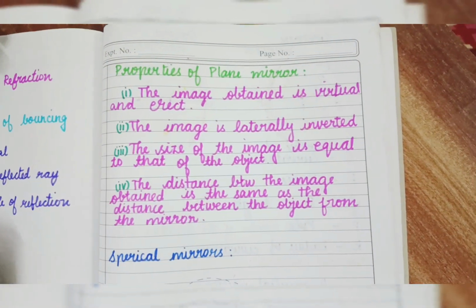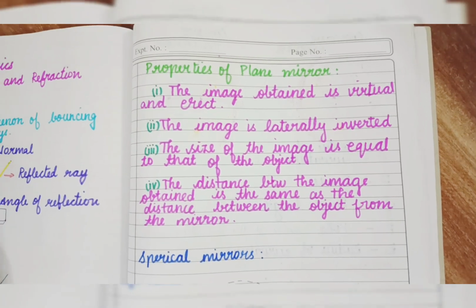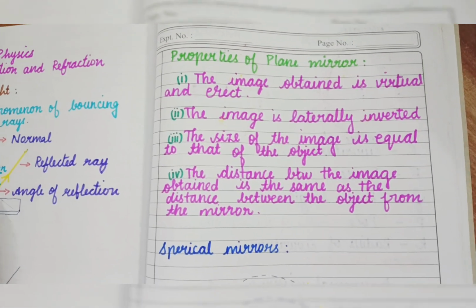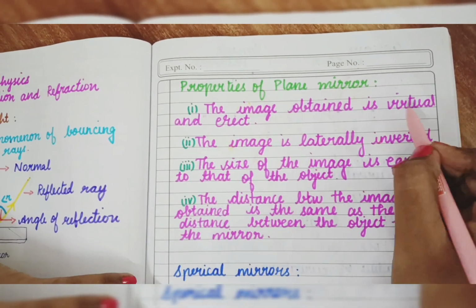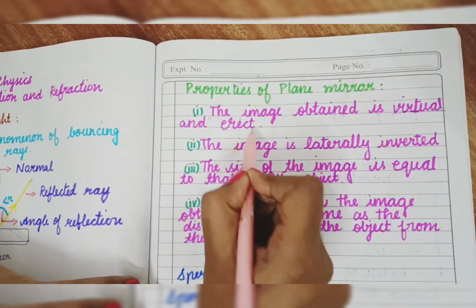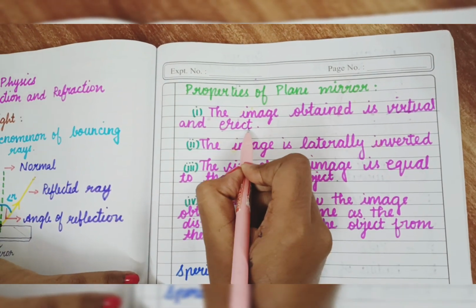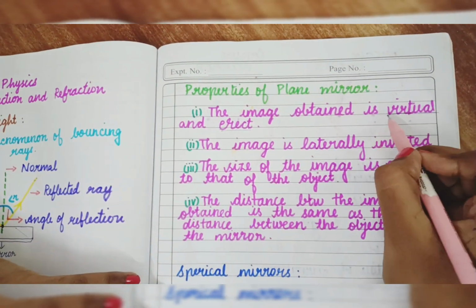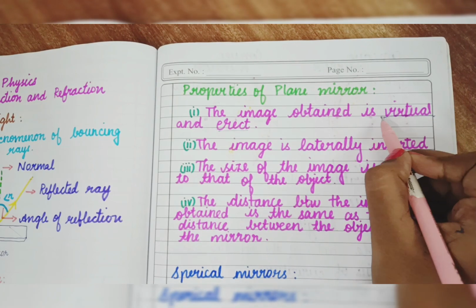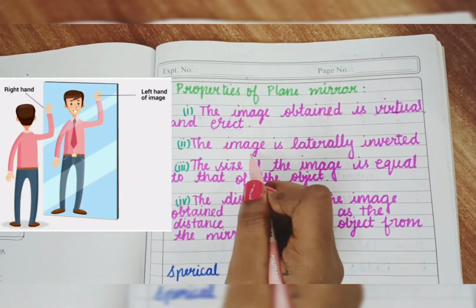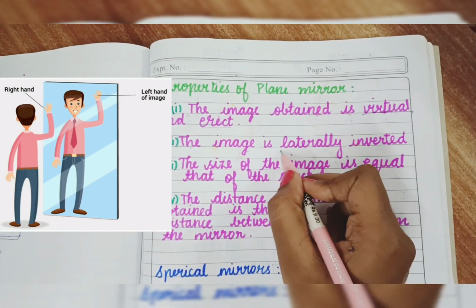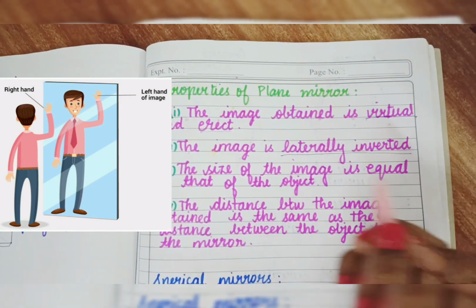What is a plane mirror? The dressing mirror that we have in our home is an example of a plane mirror. This plane mirror will always give you a virtual and erect image. Erect means straight image. Virtual is not the real image. Your appearance will be laterally inverted. That's why they said that the image formed on the plane mirror is laterally inverted.